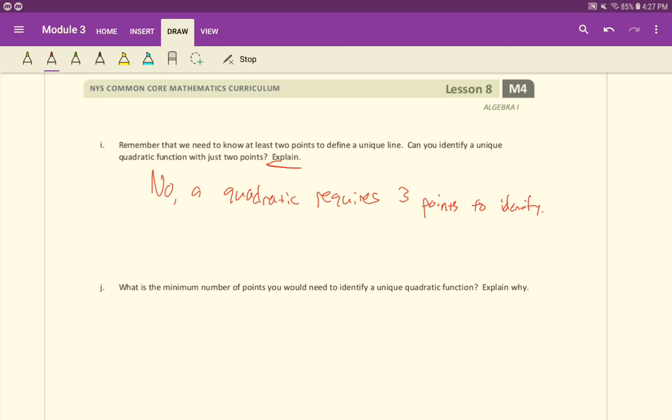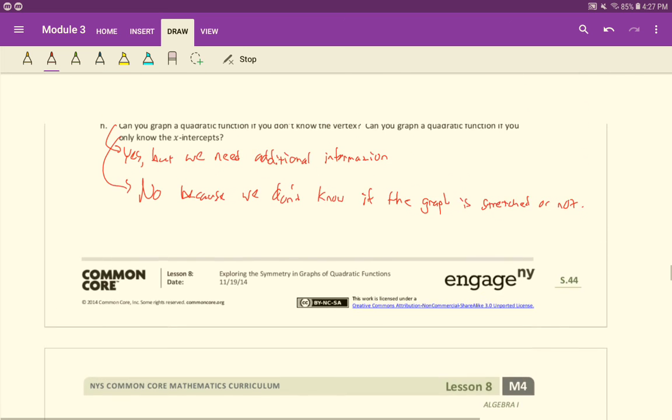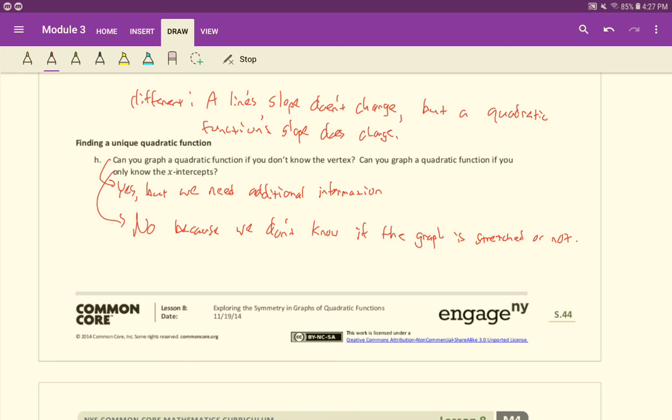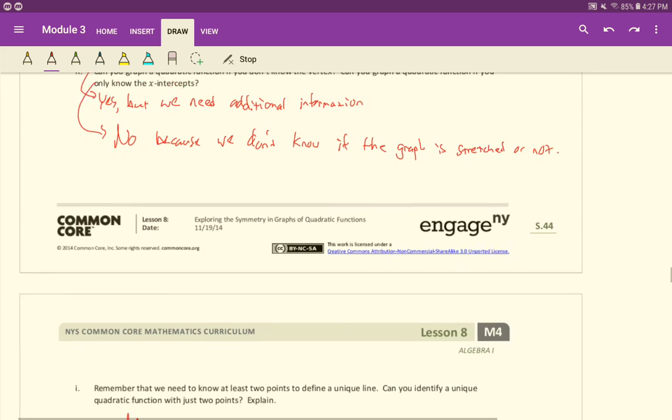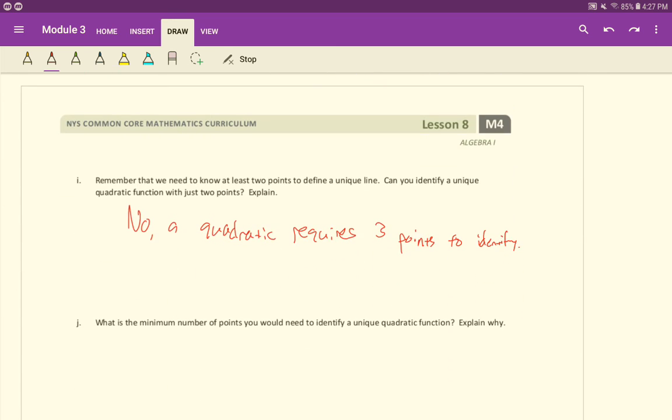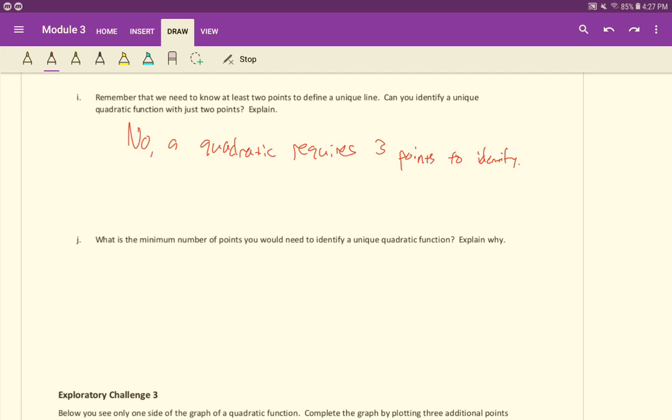And the explanation there, well, you can use the explanation here of the lines, that the zeros here were not enough. Can you graph a quadratic function if you only know the x-intercepts? Well, the most x-intercepts you can get is 2, so 2 x-intercepts isn't enough, and in general, you need 3 points. Oh, I just did that right there, boom. 3 points. Okay, next we'll do exploratory challenge 3.